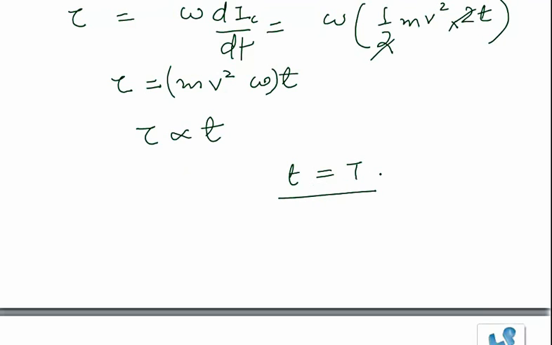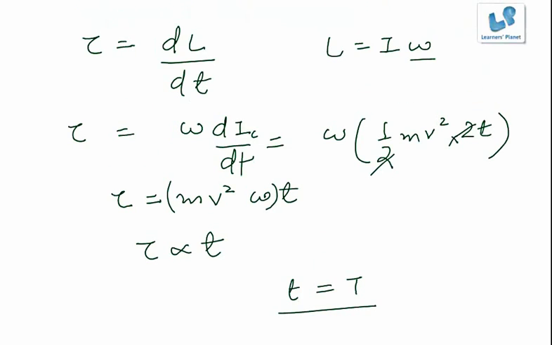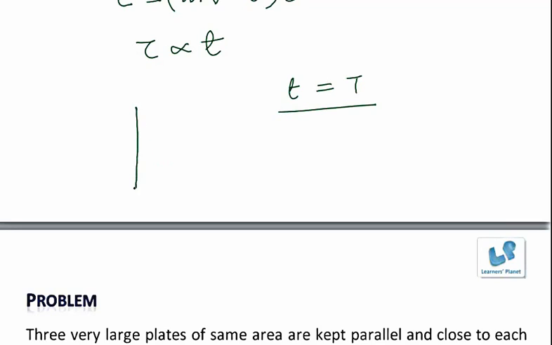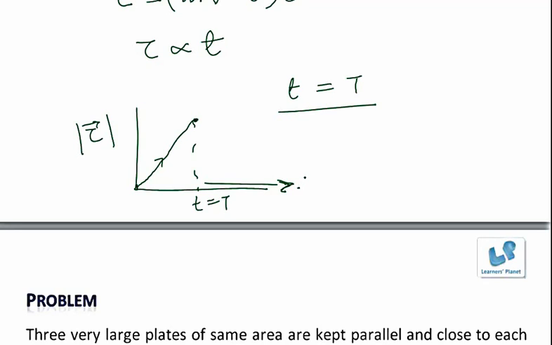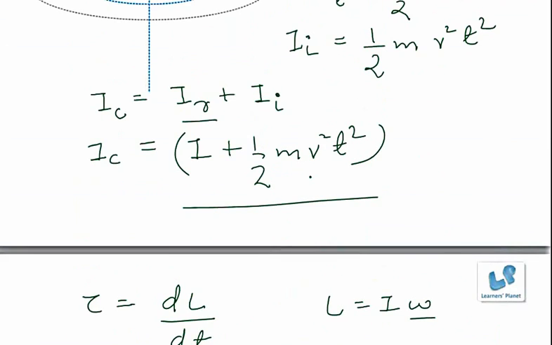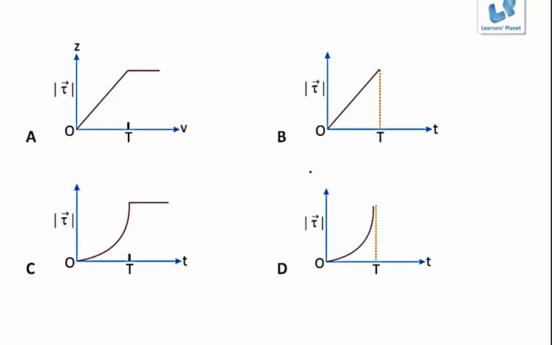Now torque is directly proportional to time t, and when t is equal to capital T, the insect stops. So the moment of inertia also becomes constant. The curve that we are going to get is a linear curve, a straight line, and the moment we reach t equal to capital T, there is no further increase in the moment of inertia, so the torque comes down to 0. So the curve is from this point to this point, and then it drops to 0 and continues parallel to the t-axis. Let us see which option is correct. Option B is correct.